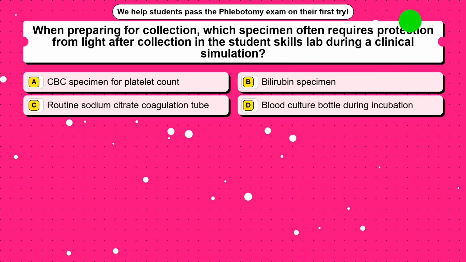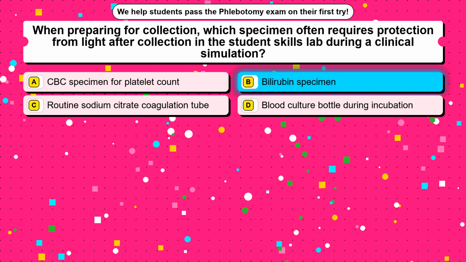Question 61. When preparing for collection, which specimen often requires protection from light after collection in the student skills lab during a clinical simulation? Option A. CBC specimen for platelet count. Option B. bilirubin specimen. Option C. routine sodium citrate coagulation tube. Option D. blood culture bottle during incubation. The correct answer is option B.